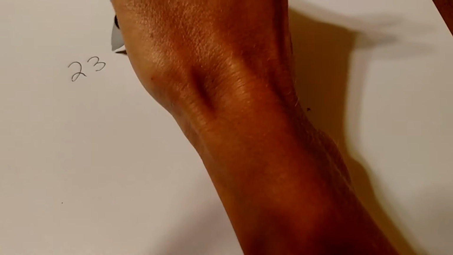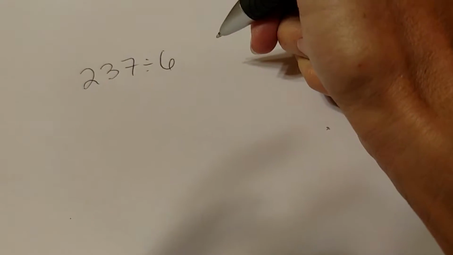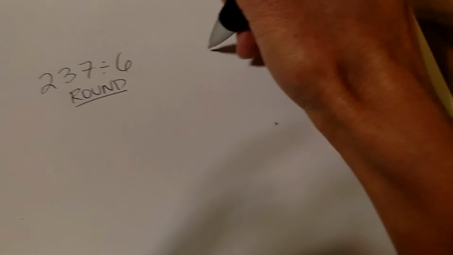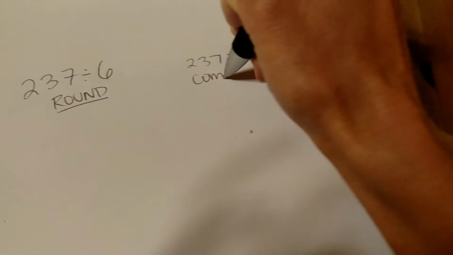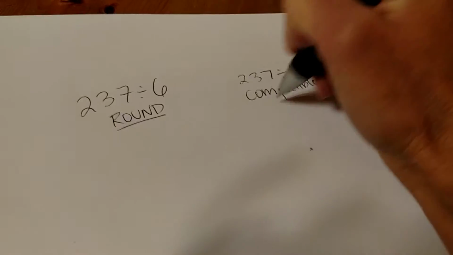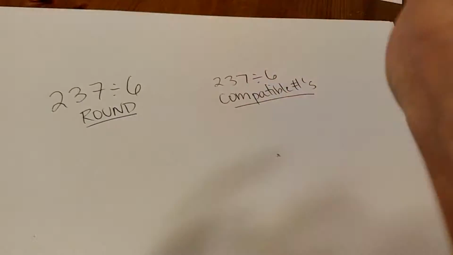Quotients today, so let's start with something like 237 divided by 6. And we worked on two methods yesterday, one of them being rounding, and the other one, because we're going to do this two ways, is using compatible numbers. Alright, so let's look at it by rounding first.